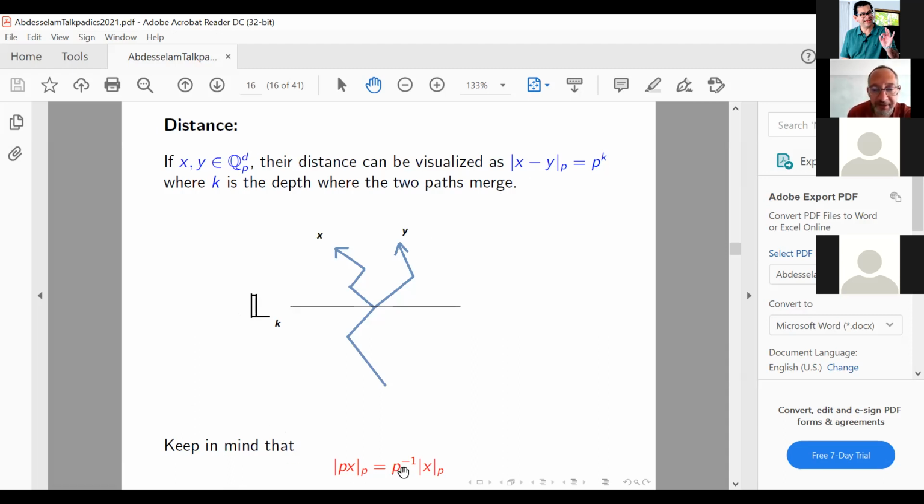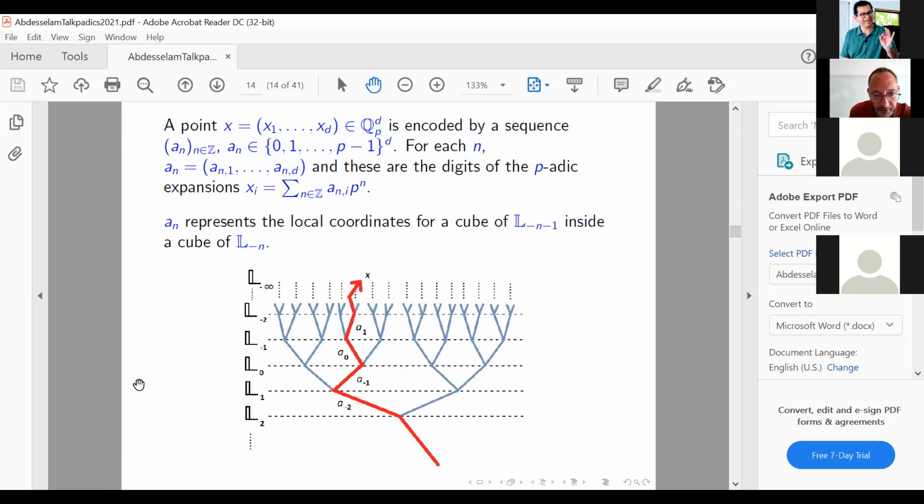Of course, keep in mind that when you multiply inside by p, you become smaller by a factor of p. So again, just so you see here, this is how things are numbered. For example, if you have a point going here and then a point going over there, then the distance is p^-2. Okay, all right.